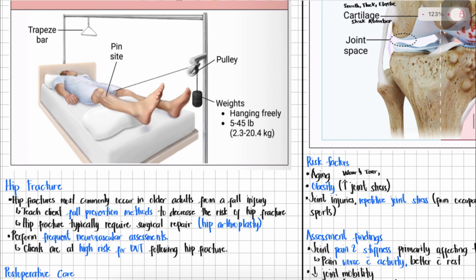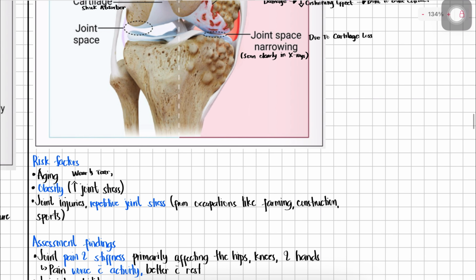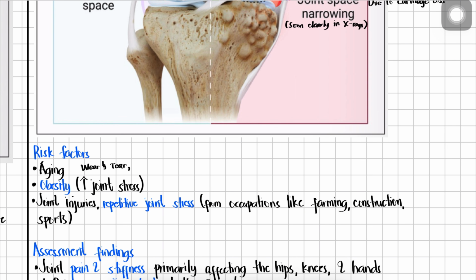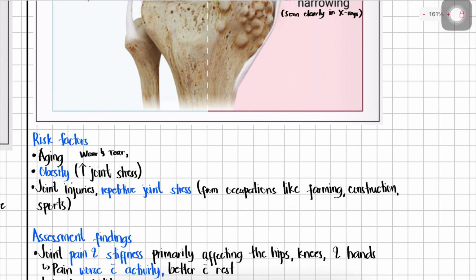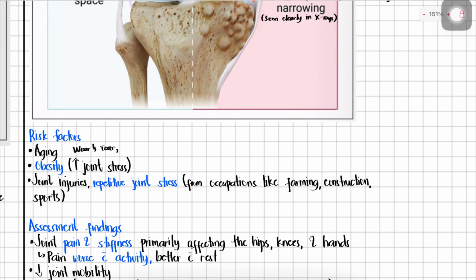Now, what are the risk factors kung bakit nagkakaroon ng osteoarthritis? First is aging. Yan yung sinasabi natin na wear and tear, na habang ginagamit natin, as we age, yung katawan natin nagde-degenerate. Your cartilage naturally degenerates with age. Secondly is obesity, because of the excess body weight. So kapag mabigat yung binubuhat ng ating joints, therefore nag-i-increase ang joint stress.